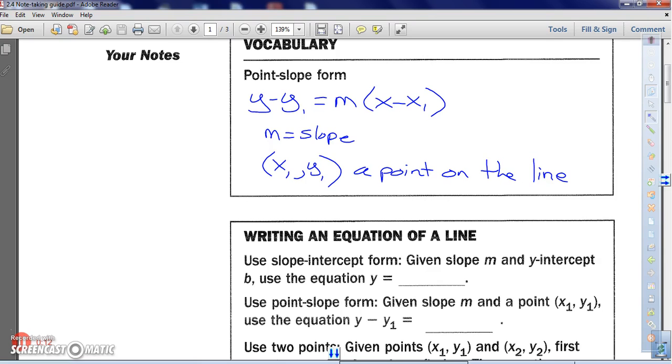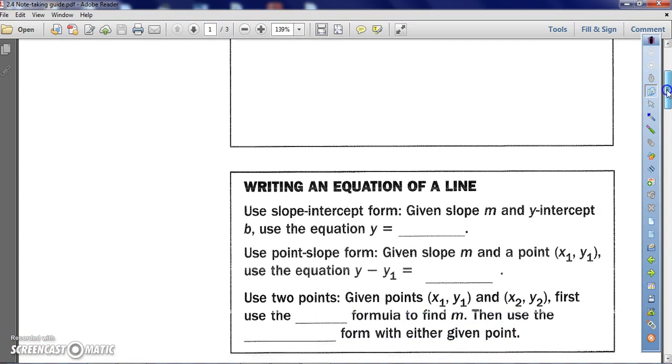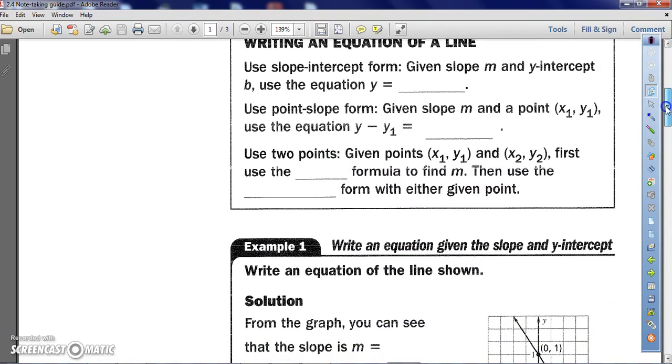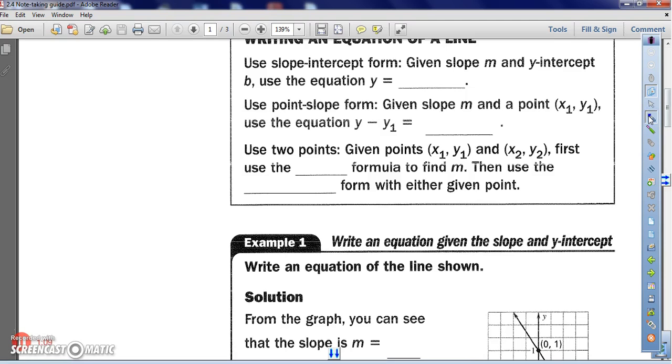So when we write an equation of a line, there are really two forms we can do that with. The first one is slope-intercept form. That's the one we're most familiar with. Of course, slope-intercept form looks like y equals mx plus b. If I know what the slope is, the m, and I know what the y-intercept is, the b, I can just plug those numbers into that model and have my equation.